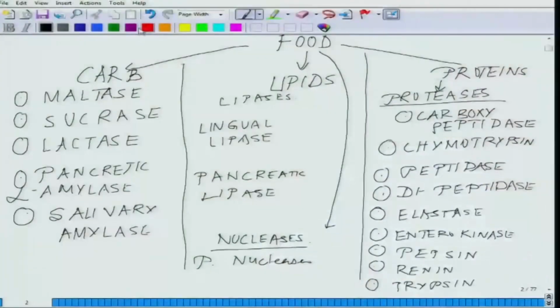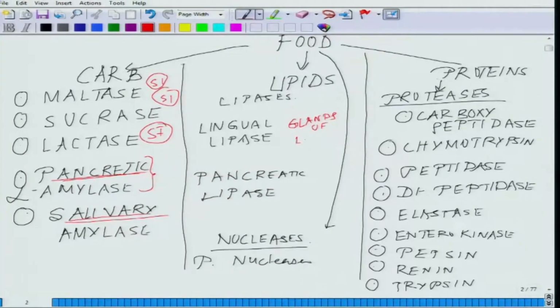Okay, coming to the maltases. Maltases are secreted by the small intestine. I am just putting SI, meaning small intestine. Sucrase, small intestine, again lactase, small intestine. Pancreatic lipase, as it says, is by the pancreas, and salivary amylase is by the saliva. Among the lipases, lingual lipase is basically from the glands of the tongue, so basically all the way in the mouth.